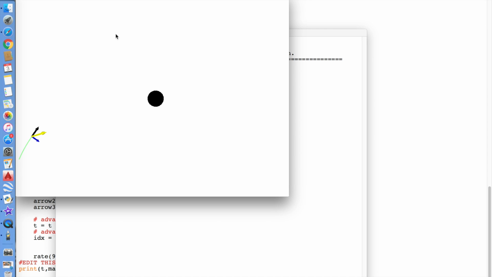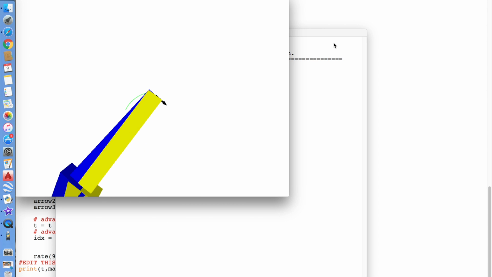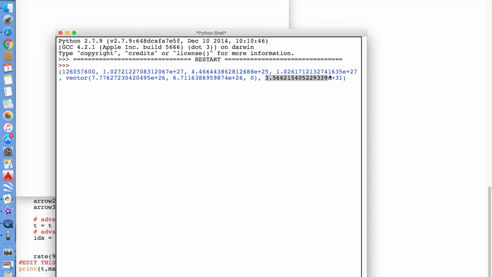As you can see, the yellow arrow, which represents Fnet, always points toward the black hole, because we've said that is the only force acting on it. The black arrow, the parallel component of Fnet, points in the direction of travel until just after the star passes the black hole. Then it switches orientation, indicating that the star went from speeding up to slowing down. The blue arrow, Fnet perpendicular, points toward the center of the oscillatory circle. Finally, we see the calculated mass of the black hole for the final time step here, a value of 3.56622 times 10 to the 31st kilograms.